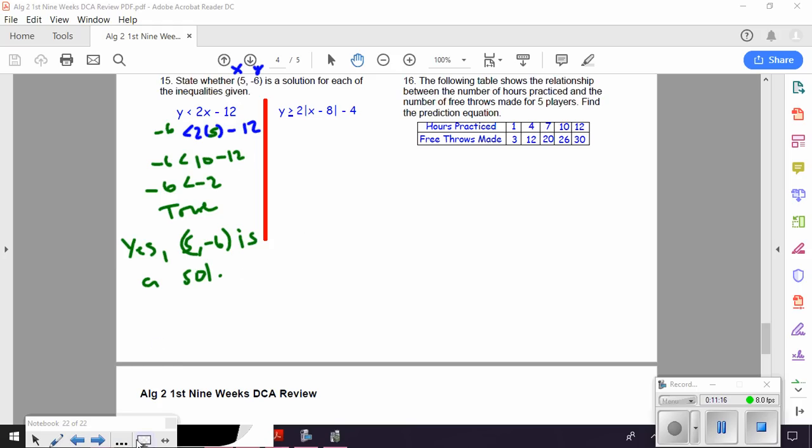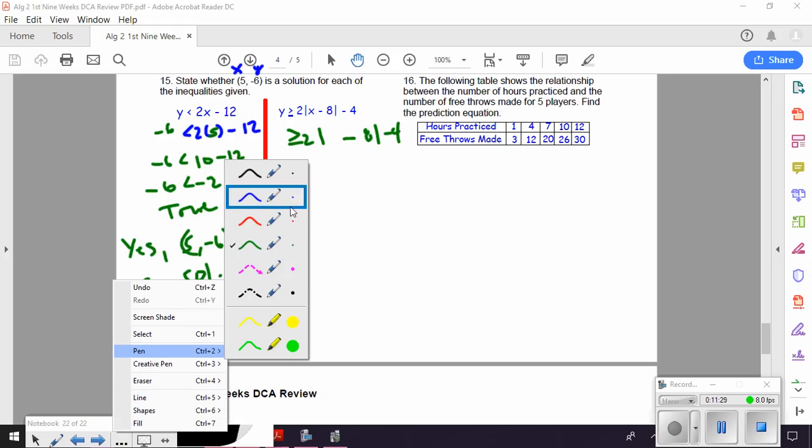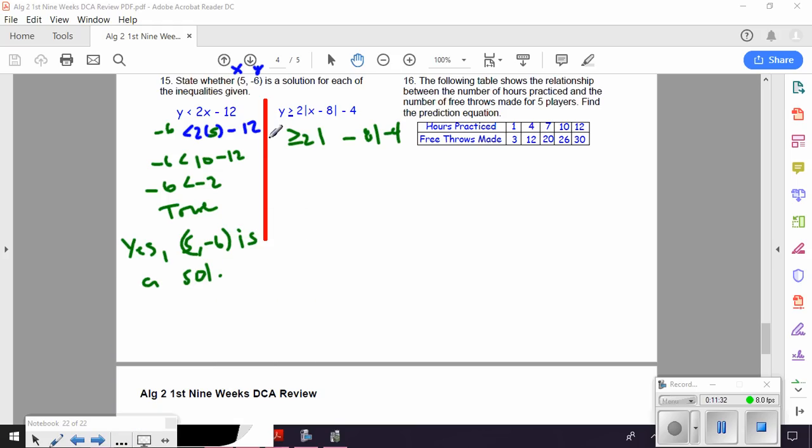Now we're going to see if it's a solution to the one on the right. So bring everything else down. Again, we're replacing y and x. Y is negative 6. X was 5. Carry down the negative 6. 5 minus 8 is negative 3. Carry down the negative 6. The absolute value of negative 3 is positive 3, so that ends up being 2 times 3.